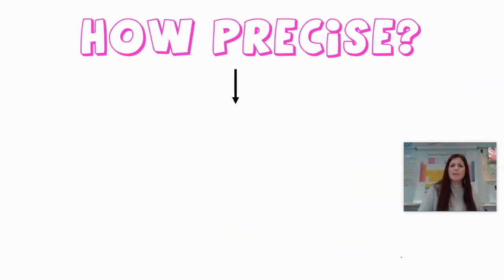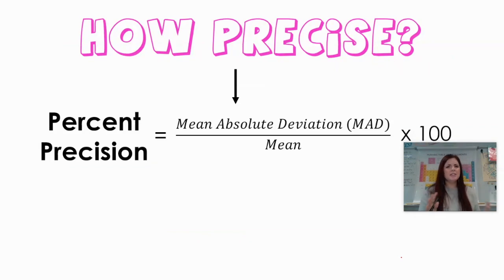So how do we determine how precise we are? We can do this by using a similar equation. It takes a little bit more work, but it's not necessarily hard work. You can calculate a percent precision, and your percent precision is equal to the mean absolute deviation, and we're going to divide that by the mean, and we're going to multiply that by 100.